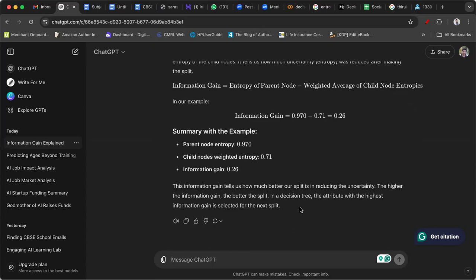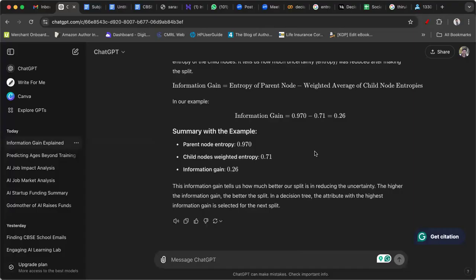They are predicting some kind of uncertainty based on the available data so far, from 2008 until 2024, because the iPhone 3 model was released in 2008, and from there onwards, how the price has been set by the company. The higher the information gain, the better the split. In a decision tree, the attribute with the highest information gain is selected for the next split of the data set.